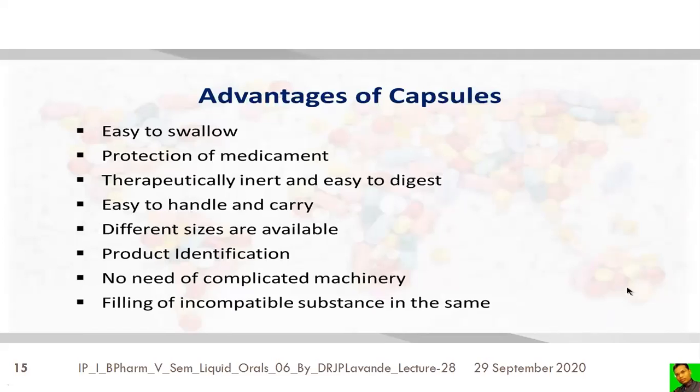No need of complicated machinery, right? Because in case of the tablet manufacturing, we require n number of machinery, like say from mixing, granulation, then fluid bed dryer, then compression machinery, etc. So that many machineries are not required in case of production of the capsules.